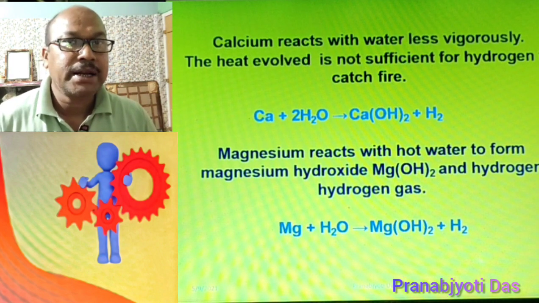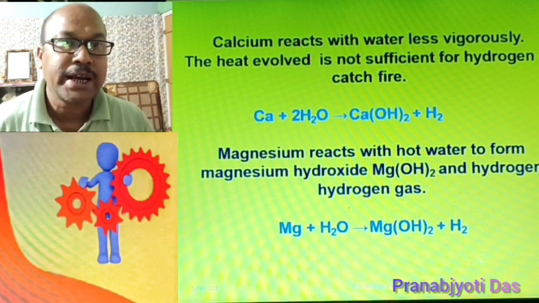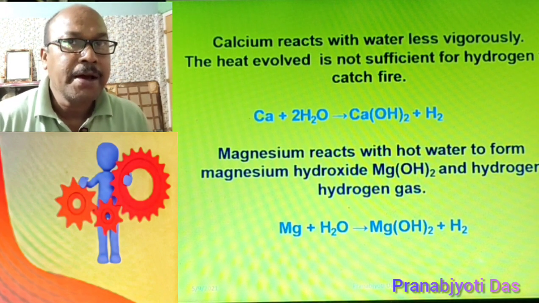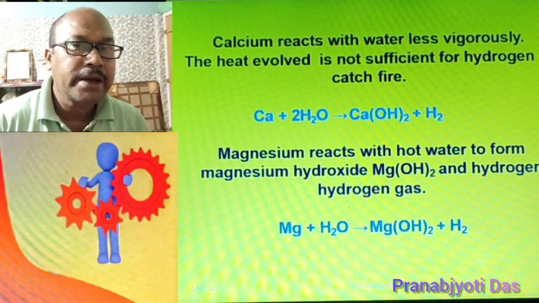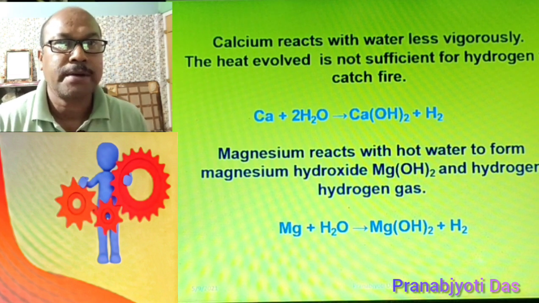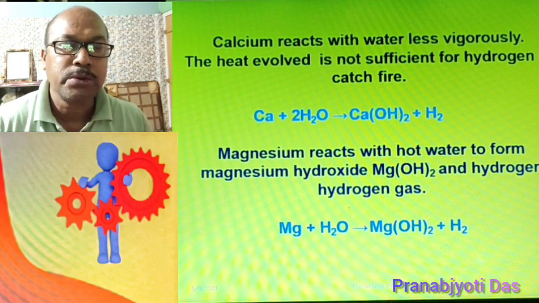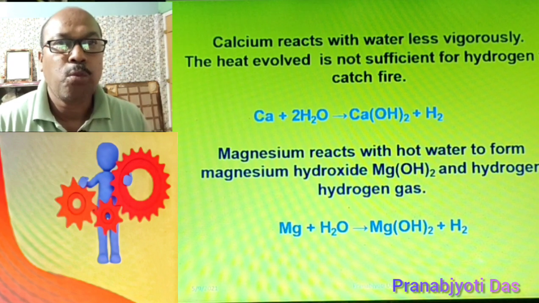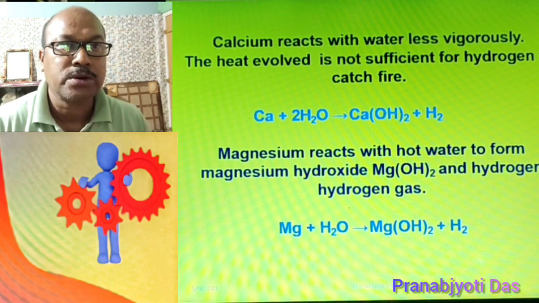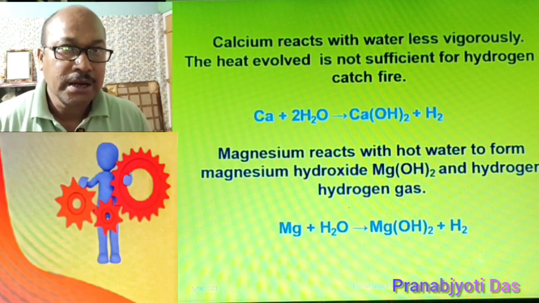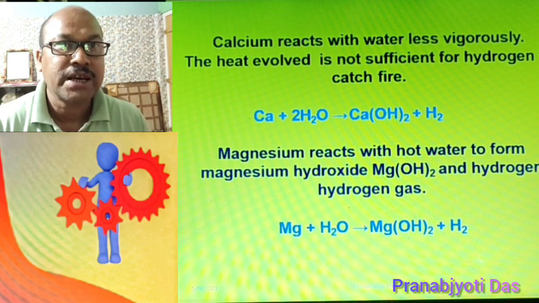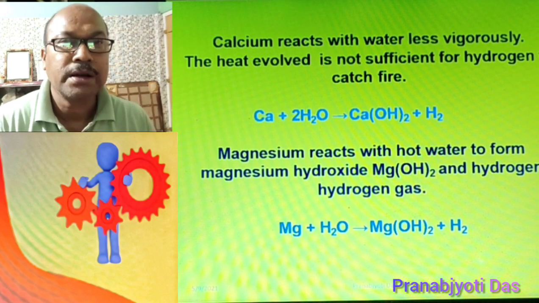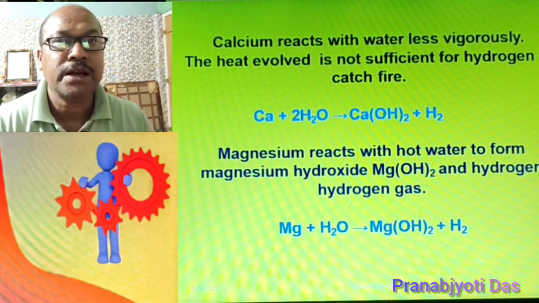Now calcium metal is another one, and it also reacts with water, but it reacts less vigorously. Why? Because calcium is a bit less reactive than sodium and potassium. But the result is the same. It will also generate hydrogen gas. You can see calcium reacting with water, producing calcium hydroxide and hydrogen gas. This time the heat generated is less, and therefore this smaller amount of heat will definitely not help the hydrogen to burn. So it is comparatively a safe chemical reaction.